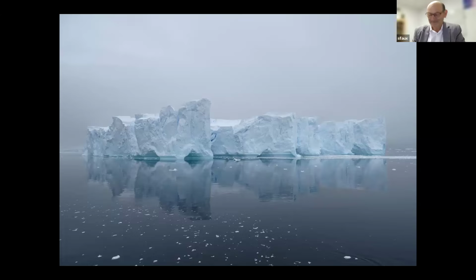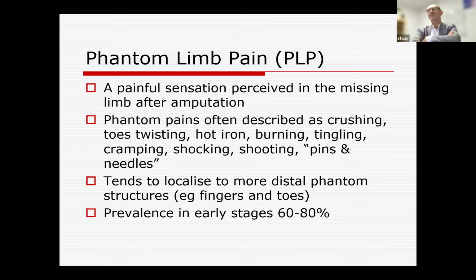While phantom sensations can be the tip of an iceberg, sometimes it's just an iceberg itself. So we're now going to talk a little bit about phantom limb pain, and I'll go into it in more detail as we go. It's described as a painful sensation perceived in the missing limb after amputations. Phantom pains are often described as crushing or twisting or neuropathic, so burning or tingling, and they tend to localise to the more distal aspects of the stump, fingers or toes.